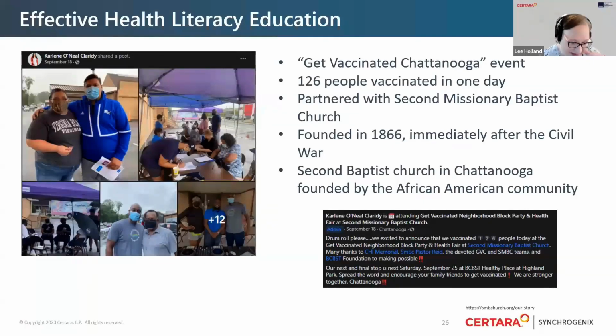Now, one thing that the Facebook group helped with was getting this information out into the community. Get Vaccinated Chattanooga, they wouldn't even have 126 views on most of their posts. But by partnering with us and letting us amplify that message, we were able to get word out to the community to help them have a successful vaccination event that day. In addition, we were constantly providing information about the vaccines, answering questions about the vaccines. So it was really kind of a partnership between the Facebook group, Get Vaccinated Chattanooga, and the Second Missionary Baptist Church.